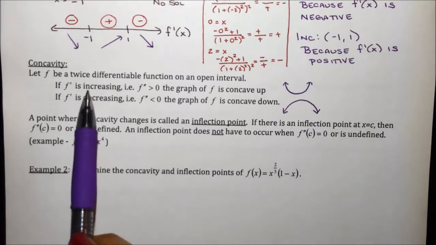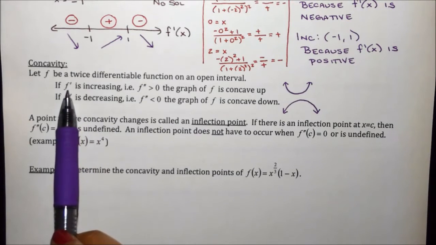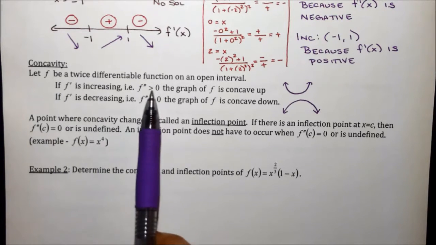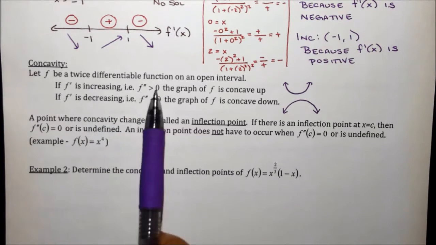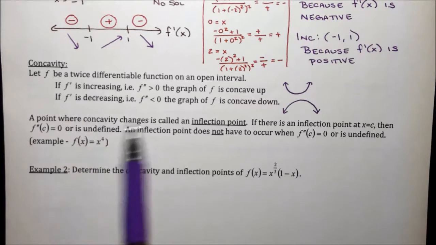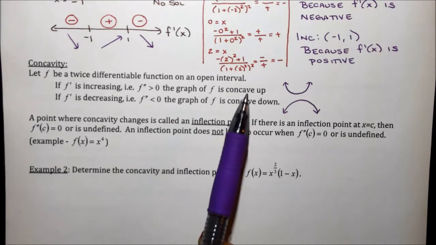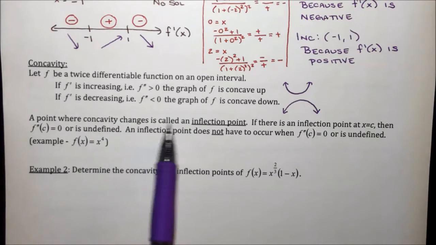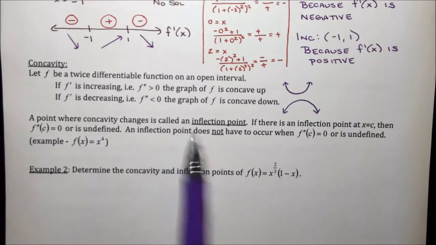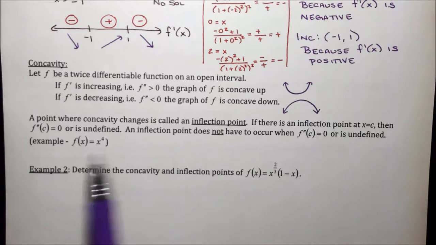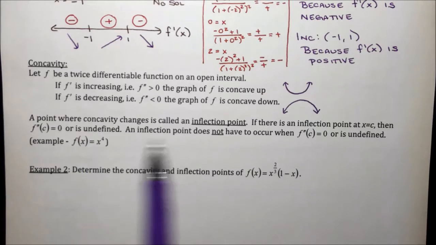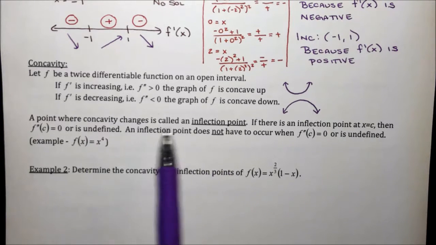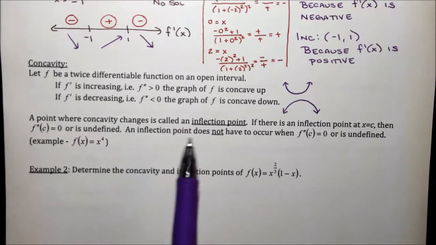These are the ways that you're going to explain concavity. You're going to either explain concavity that f prime is increasing or f prime is decreasing, or you can say that the second derivative is positive or that the second derivative is negative. So these 4 ways, very important, are the ways that you explain concavity on a graph. A point where concavity changes is called an inflection point. If there is an inflection point, then the second derivative is going to equal 0 or undefined, and then it's going to change from positive to negative or negative to positive.